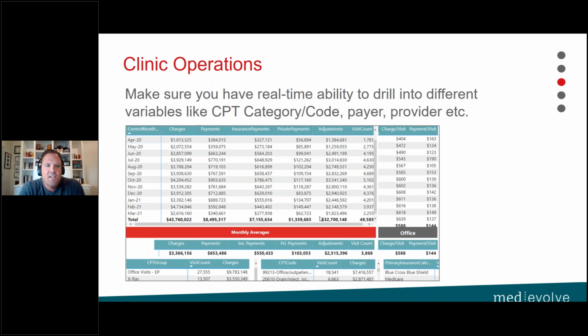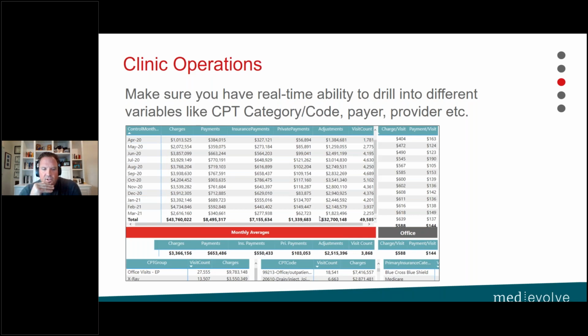So clinic operations, making sure, this is important, and this is just kind of a visual for context to what I was just talking about. Being able to see it in a nice layout, and you may be using data visualization technology tools. We happen to use Microsoft Power BI that sits on top of our PM system. Being able to see that information I'm talking about, looking at monthly averages down there, seeing how the current month is doing compared to the monthly average.